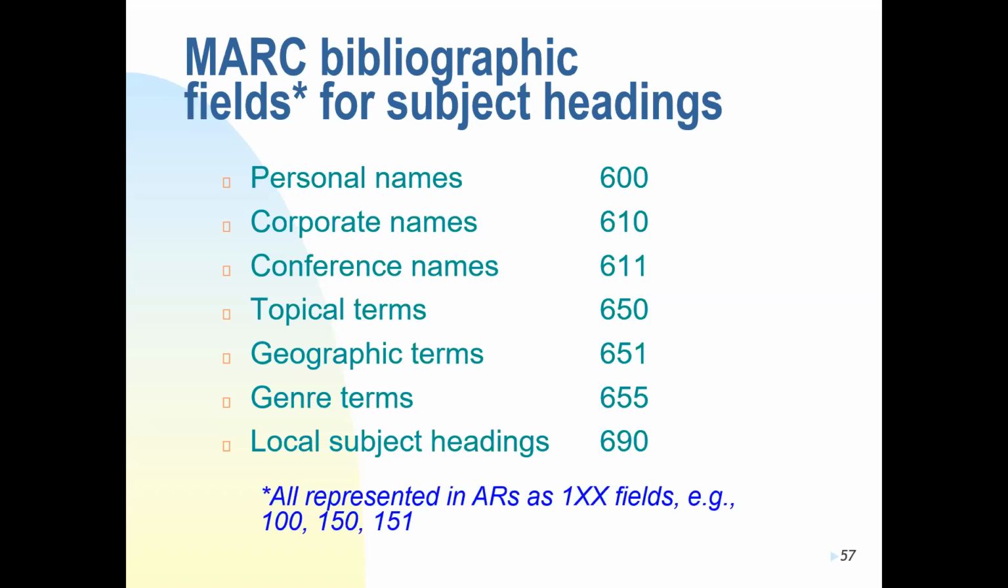So any person as a subject would go in a 600, any corporate name in a 610, conference name 611, and then geographic terms 651, genre terms 655, and maybe local subject headings in a 690 if you use those. I know we have some people who aren't on the share database that may not use 690s.